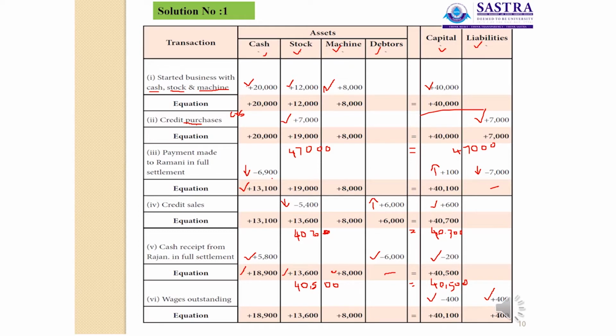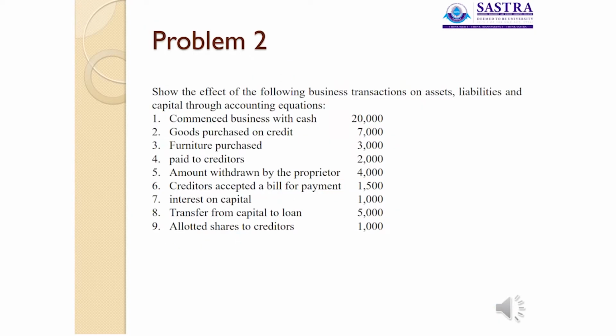Did you understand this problem? Okay, then next. Now, this problem relates to the accounting equation. Show the effect of the following business transactions on assets, liabilities and capital through the accounting equation. Commenced business with cash, rupees 20,000. Goods purchased on credit, rupees 7,000. Furniture purchased, rupees 3,000. Paid to creditors, rupees 2,000.